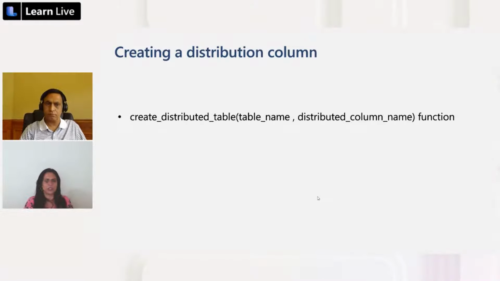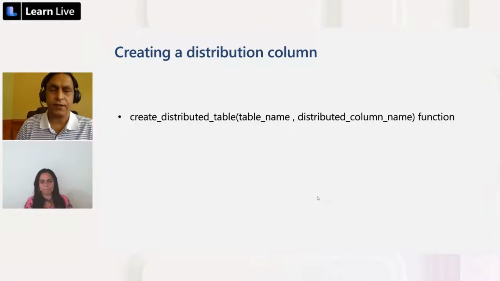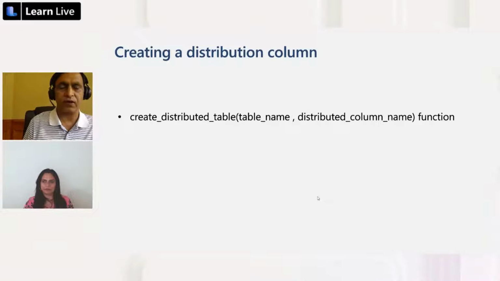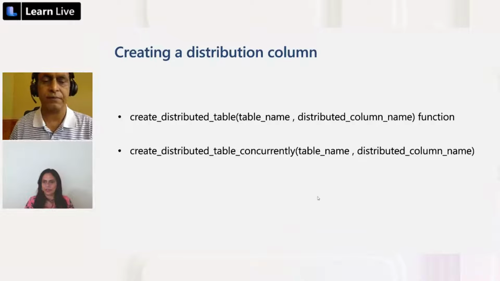So, Srini, do you want to talk about how you create a distributed column? Yeah, it's basic. It's a function you can run, and there are two ways you can run it. If you already have data and you don't want any disruption, you run the function concurrently, as a separate function that you run when you already have data. And if you are starting from scratch, then you can run create distributed table, and you provide the table name and then the distribution column name.